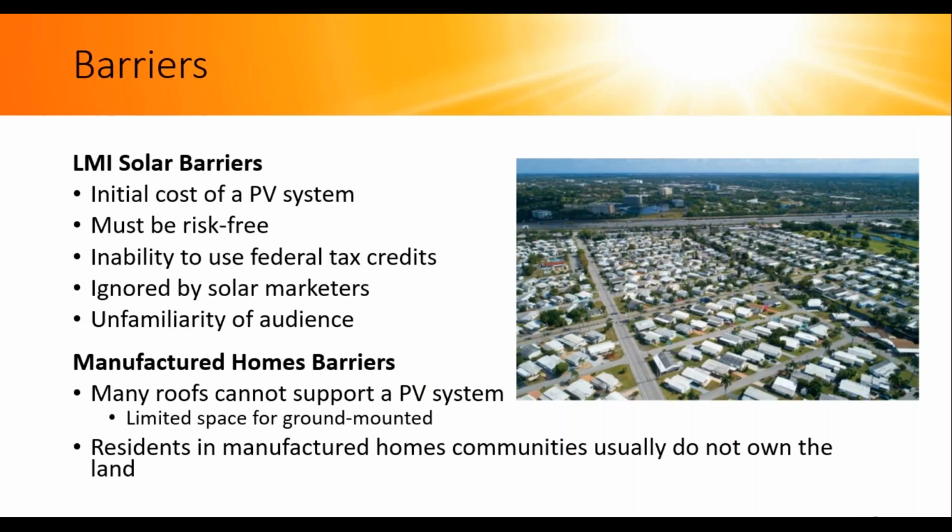Now, there are a lot of barriers to doing solar for manufactured homes, and the barriers come into two different categories. The first are generic barriers that apply to all LMI solar. And the most important one is that a household with limited income and limited wealth has difficulty paying the initial cost of a PV system. They need some sort of financing or some sort of other assistance to help them pay that initial cost.